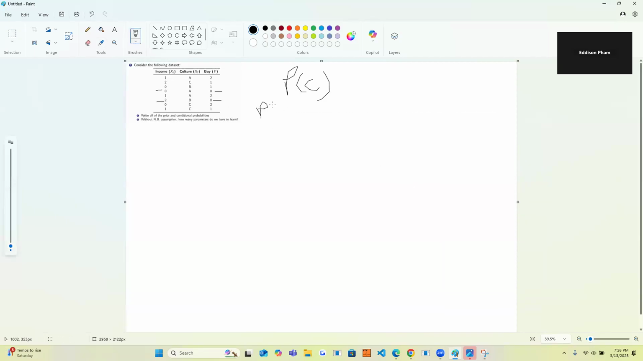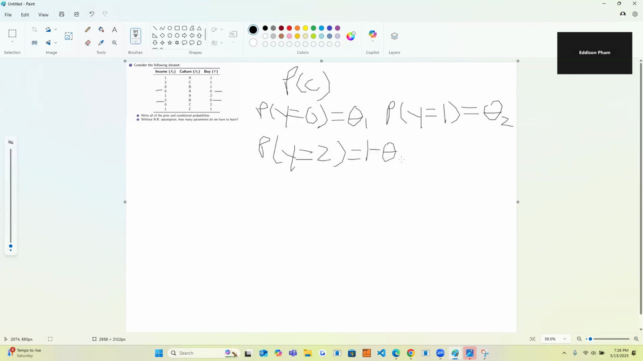So P of y is equal to 0. Let this be theta 1. P of y equals 1. Let this equal theta 2. How about P of y equals 2? Can anyone tell me, do we make this a parameter or what can we do with it? Yes, exactly, 1 minus. And since we're doing 1 minus, we don't really have to make another parameter for this. So for the prior terms, we just counted 2.